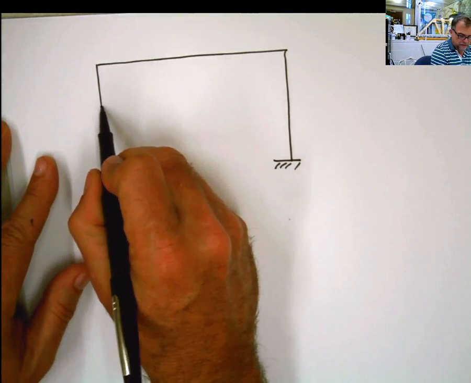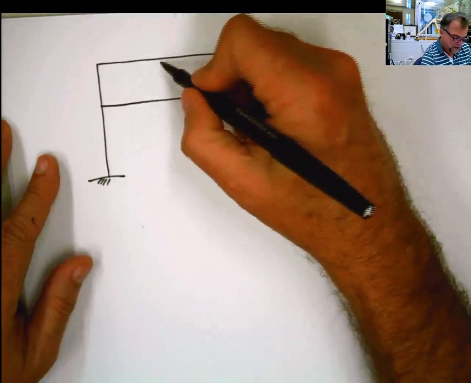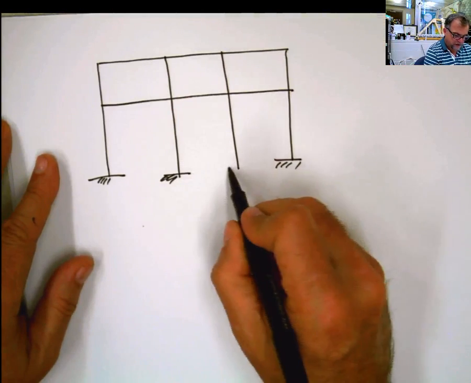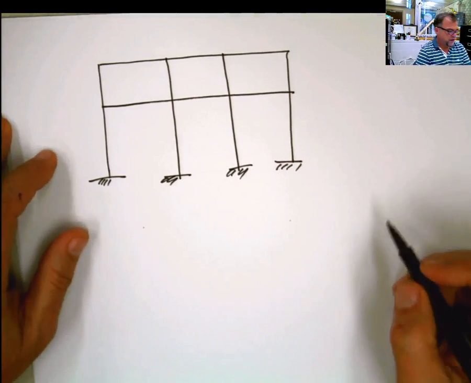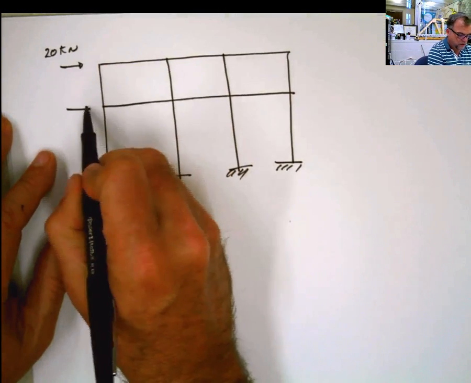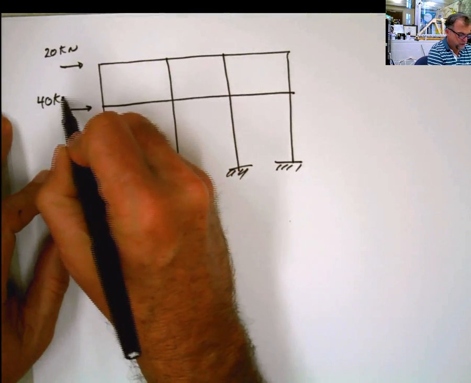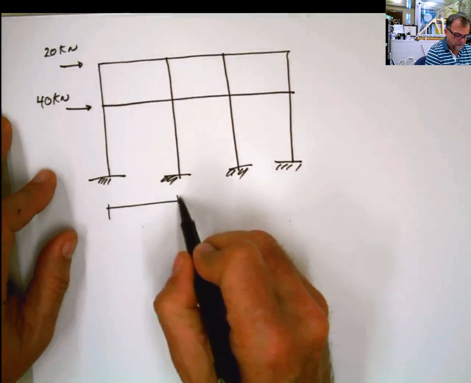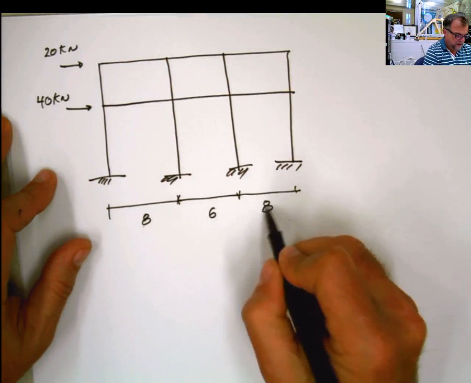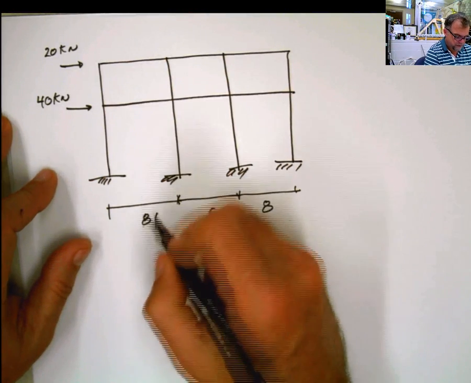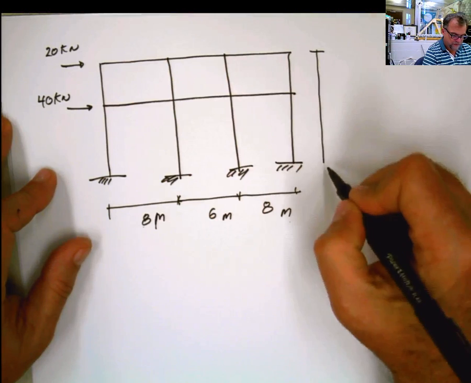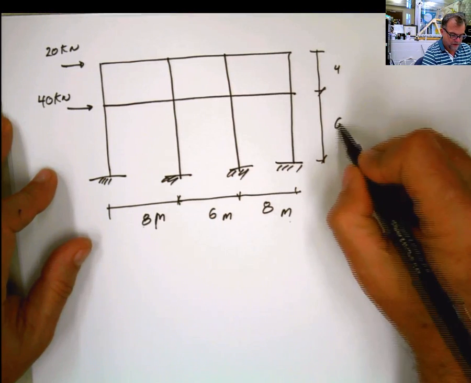And then you have an intermediate one here, and I'm going to put two columns, which are also fixed, and a fixed support here. Forces of 20 kilonewtons and 40 kilonewtons here. Distances are 8, 6, 8 meters, and the distances here are 4 and 6 meters.